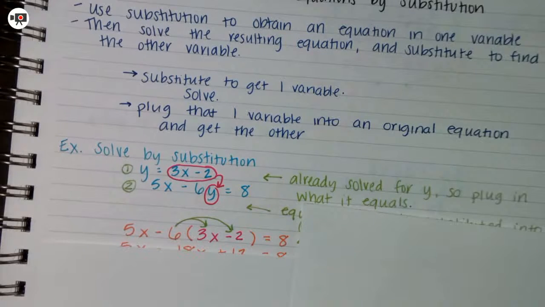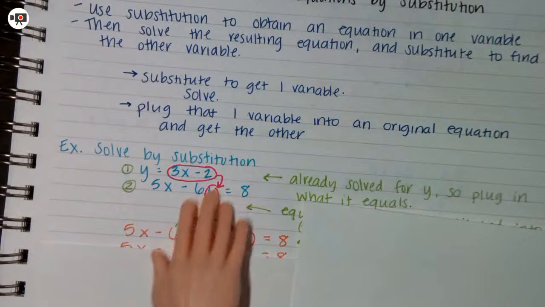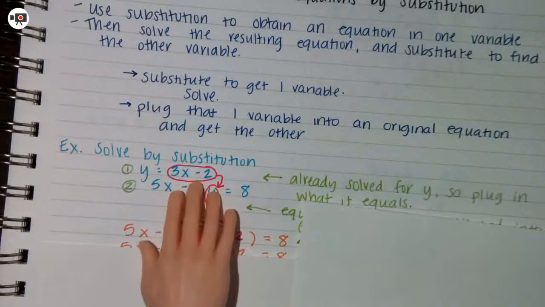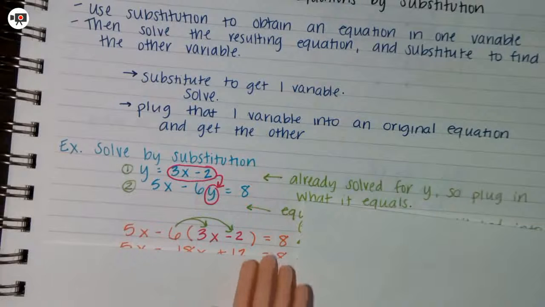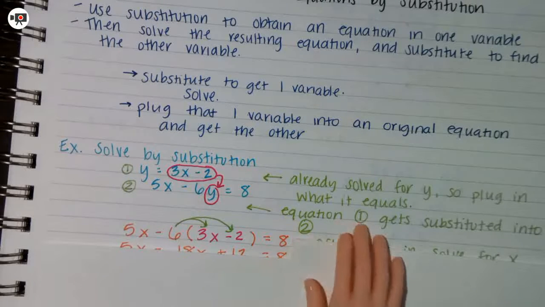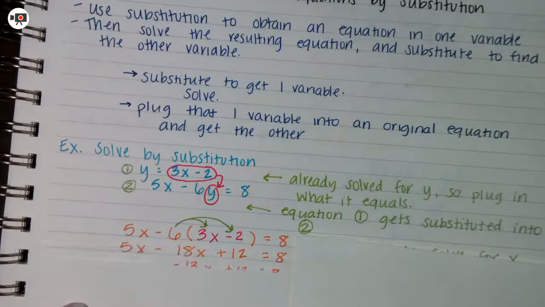So this would be 5x minus 6, and instead of y, I write what y equals, (3x minus 2), equals 8. So I am substituting equation 1 into equation 2. I distribute the 6, and 5x minus 18x plus 12 equals 8.